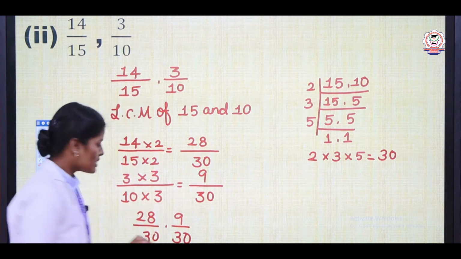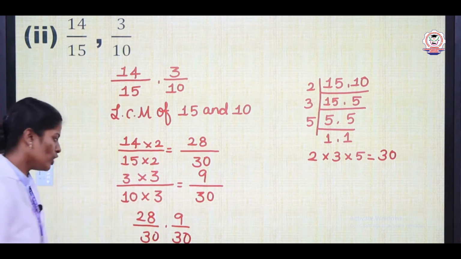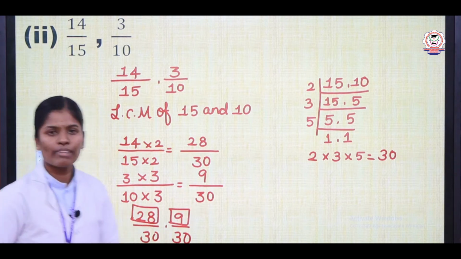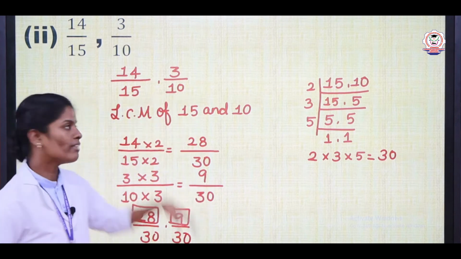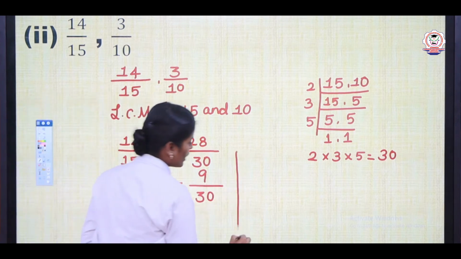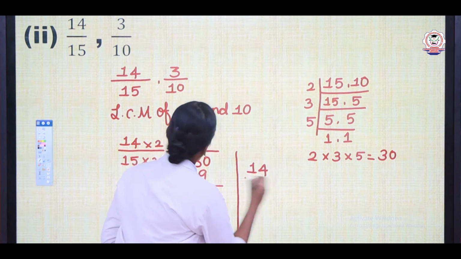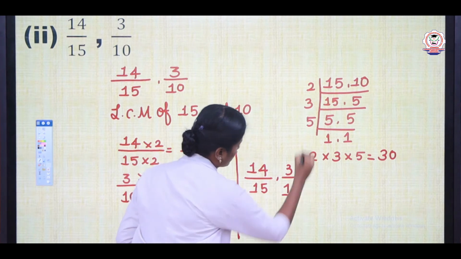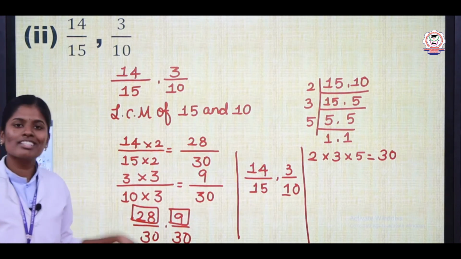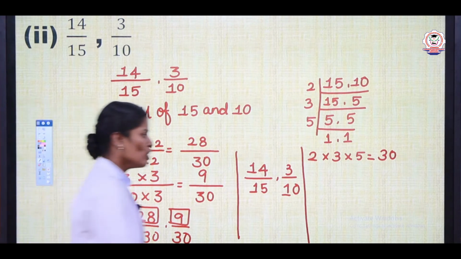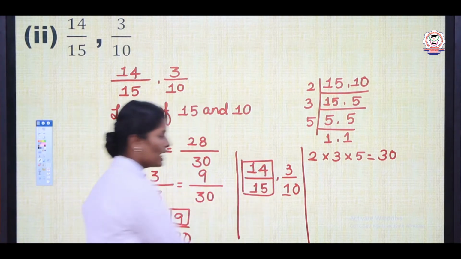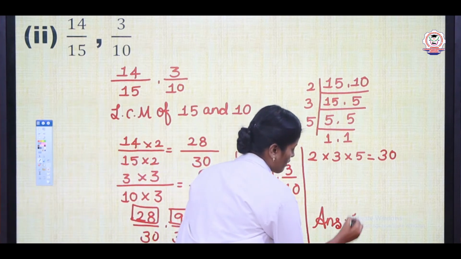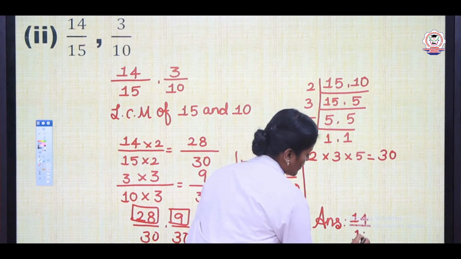So we have the same denominator value. Now we are going to check the numerator values. The numerator values are 28 and 9. Which one is the greater value? 28 is the greater value. So I will write the question: 14 by 15, 3 by 10. Our first answer, 28 by 30, is the greater value. So here 14 by 15 is the greater value. So you should write the answer: 14 by 15 is greater.